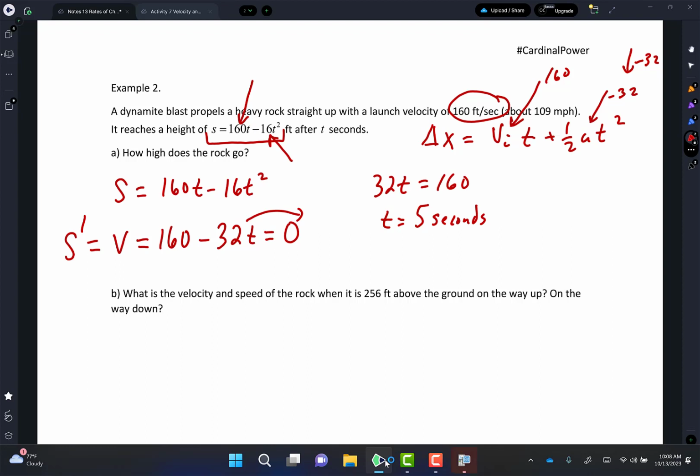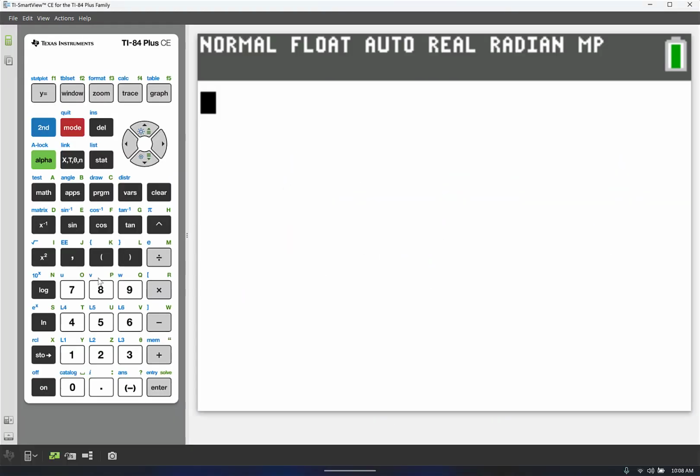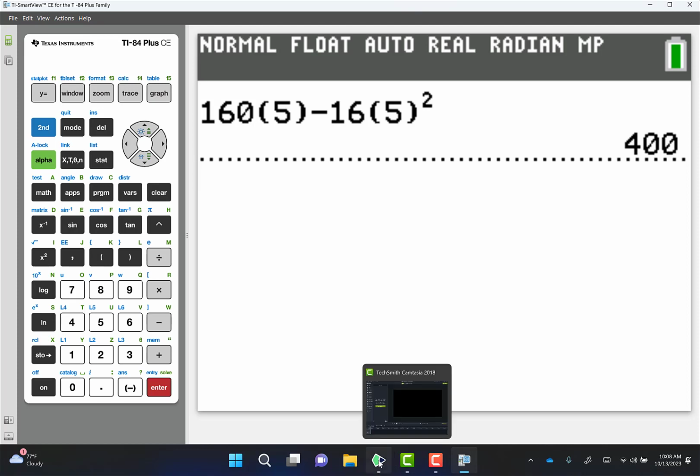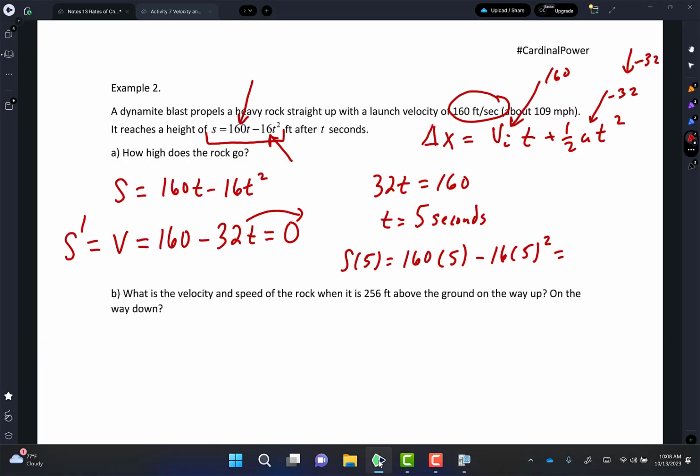That is just how long it takes for this to reach its high value. I've got to plug that 5 into my position formula. So here it is: s of 5 equals 160 times 5 minus 16 times 5 squared. Take your calculator and do that. 160 times 5 minus 16 times 5 squared. And there it is, 400, and I need units. There's just position. Feet. It goes 400 feet up in the air.